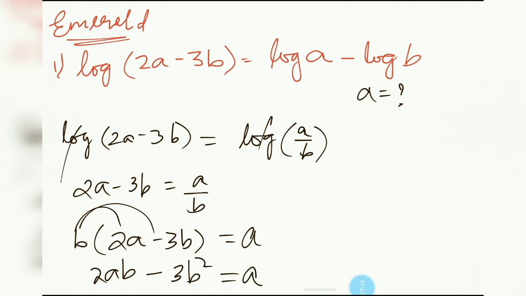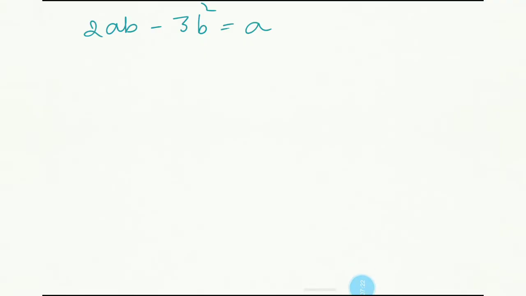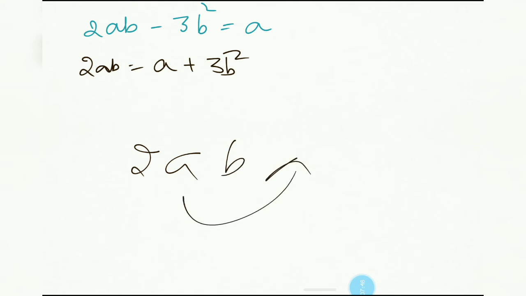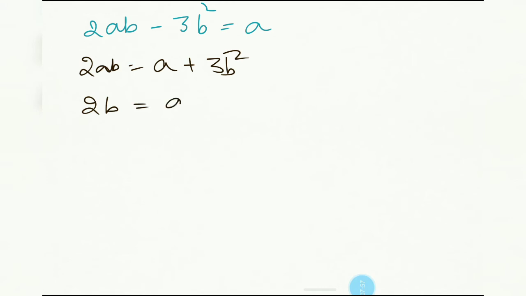We can still simplify this further. Now 2ab minus 3b square is equal to a. This was where we stopped. Now I'm going to send this minus 3b square to the RHS. So 2ab is equal to a plus 3b square. Now here in 2ab, I'm going to send the a to the RHS. Only the a. So 2b will be left here, is equal to a by a plus 3b square by a.